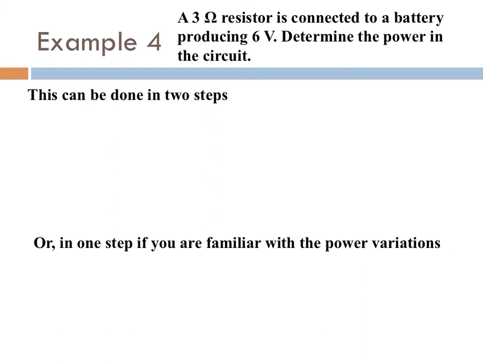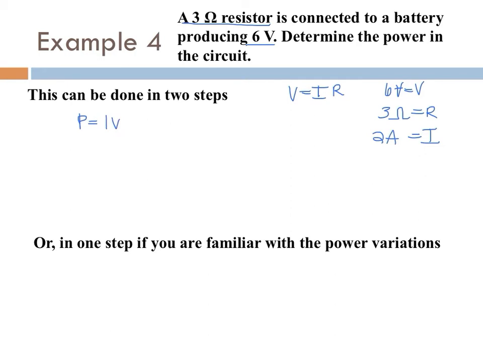In this last example, we have a 3 ohm resistor that is connected to a battery producing 6 volts. Again, we just talked about that V is equal to IR, and we have 6 volts and 3 ohms, which is our resistance. We had already calculated that our current was going to be 2 amps. So we're asked to determine the power of the circuit. This can be done in 2 steps. You can say that power is equal to I times V.